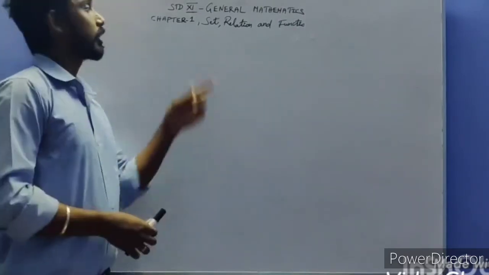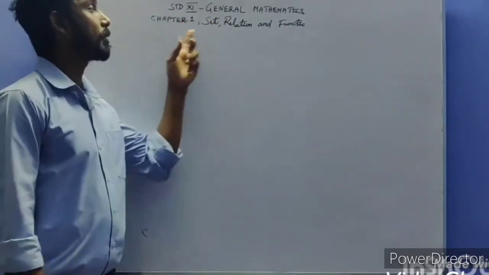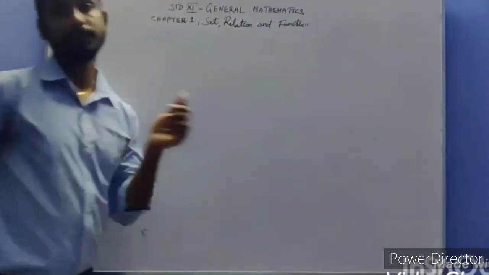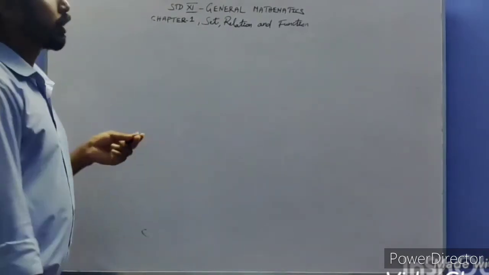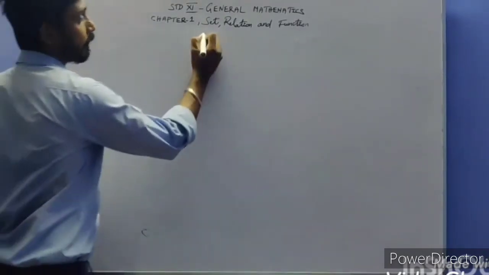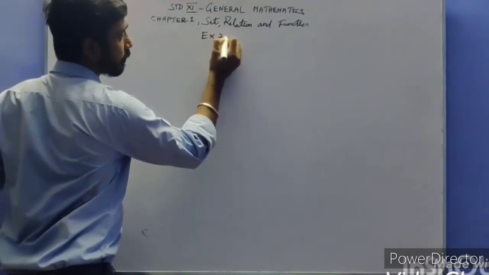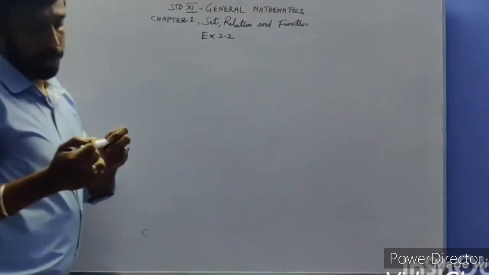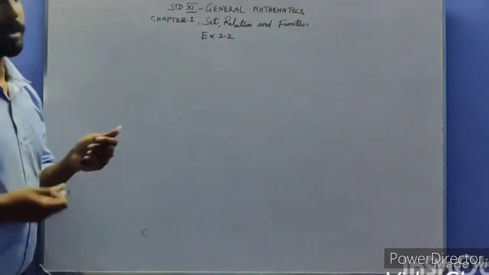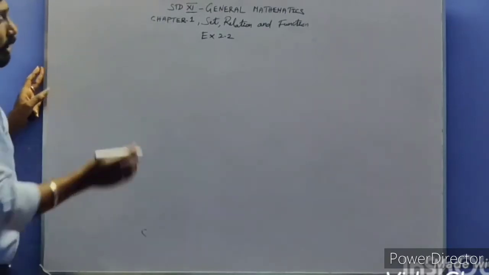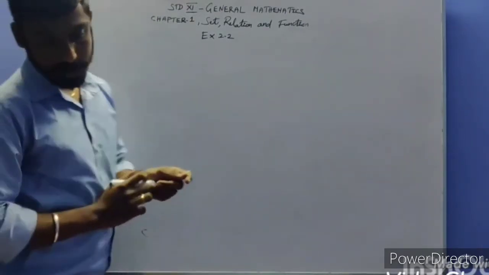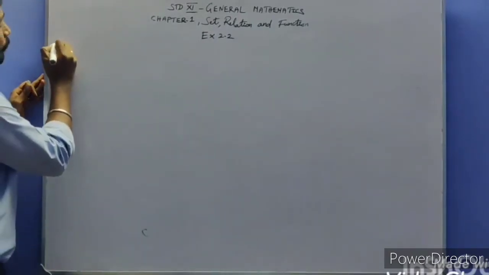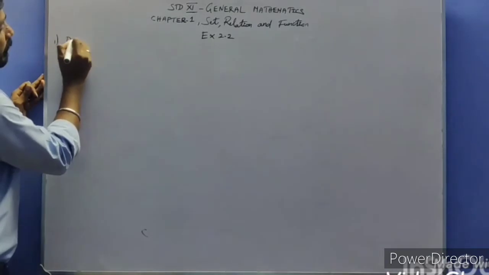Today we are going to see 11th standard general mathematics, chapter 1, set, relation and function. Last class we did exercise 1.1. Today we are going to see exercise 2.2. It is the simplest one only. If you understand the concept, it will be simple for you. Okay, listen. What is the question they are given here? Discuss the following relations for reflexivity, symmetricity and transitivity. So listen. First one, discuss the.